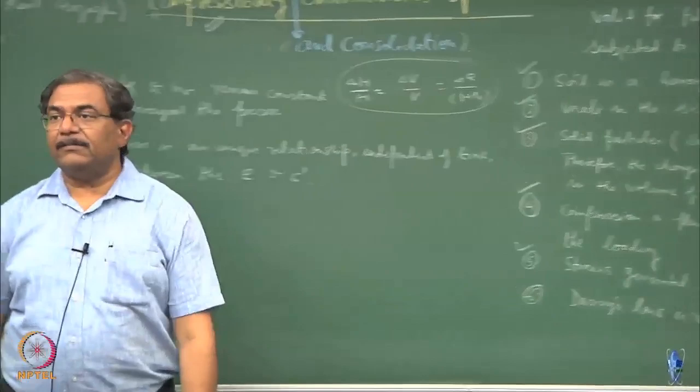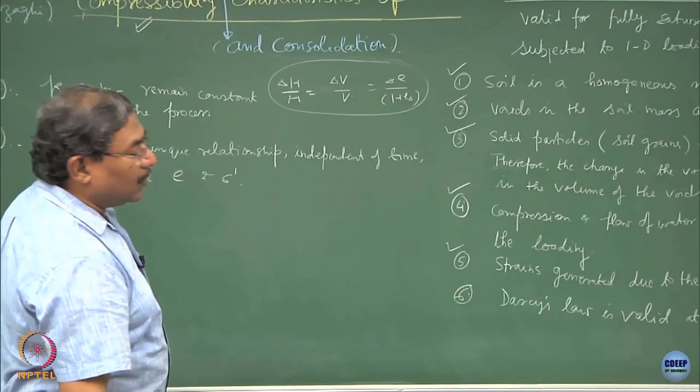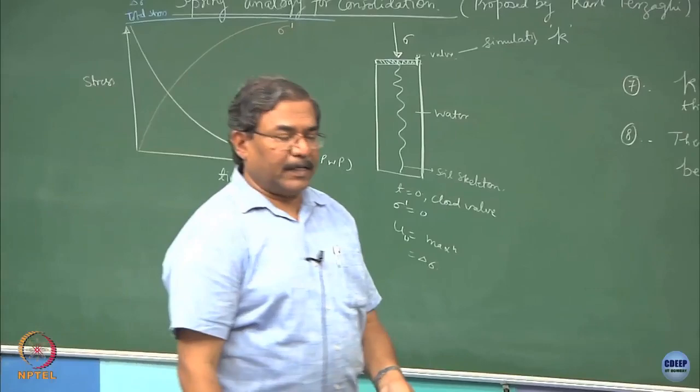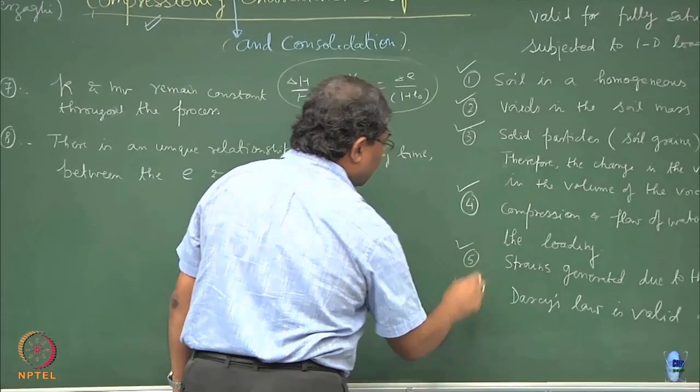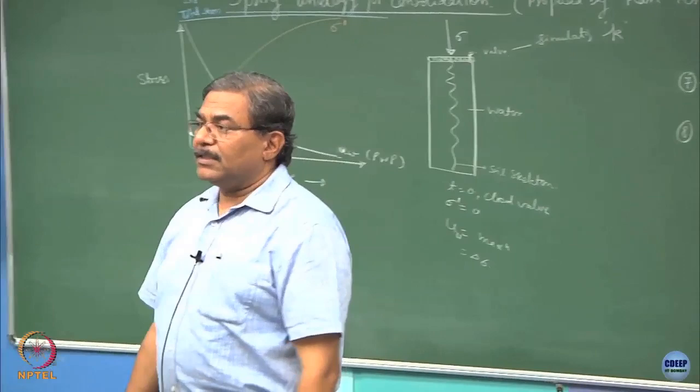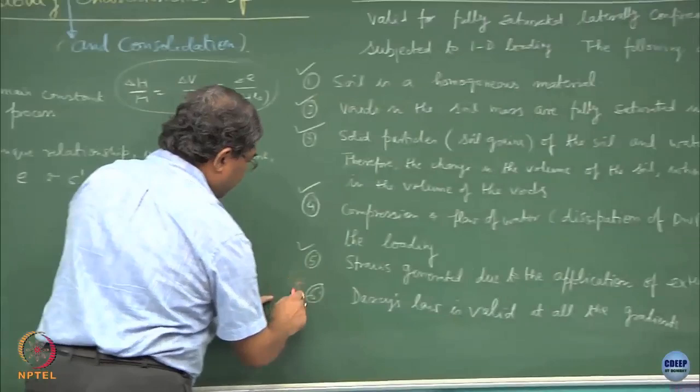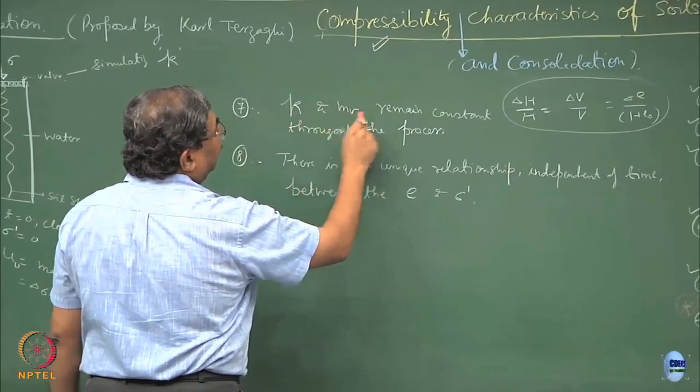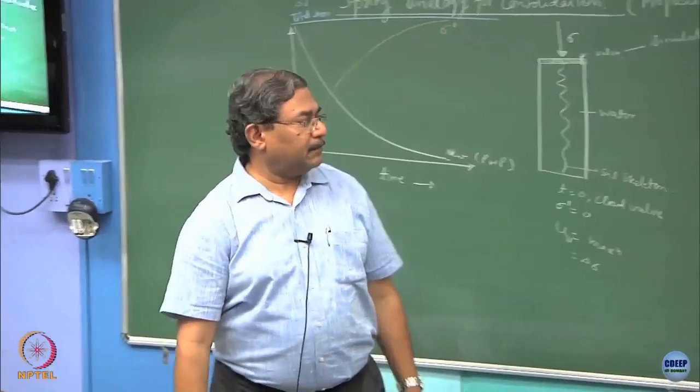Darcy's law is valid at all the gradients. What is your understanding? This is not correct, truly speaking, because for very small gradients, Darcy's law might not be valid. So, this is one violation in real life. Hydraulic conductivity and MV remain constant throughout the process is also not correct, it is an oversimplification.